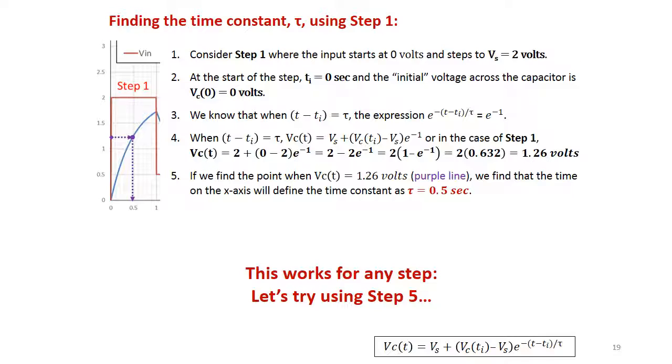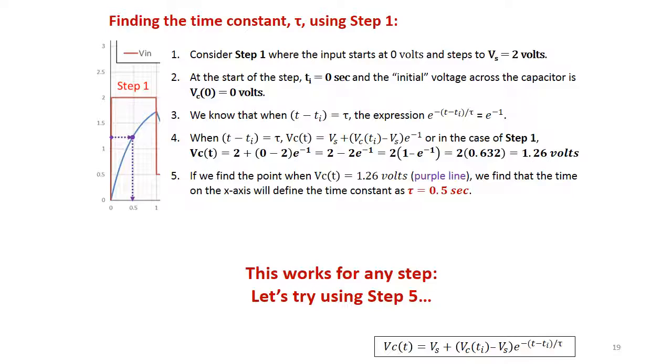Then we know that t minus ti equals tau. We can substitute in for the expression of that, where e to the minus ti over tau, e to the minus 1. And that's going to give us, essentially, an immediate step function there, and that's why we want the e to the minus t. We have an immediate function.